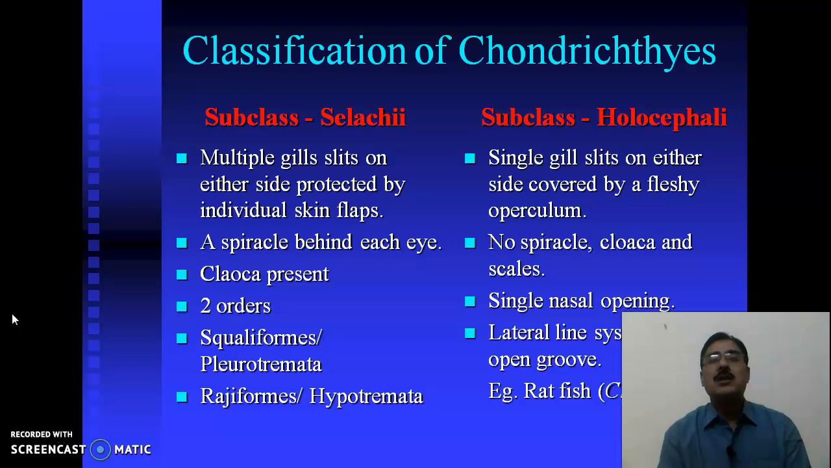If you can see, in the case of Holocephali, in which rat fishes come, the chimera is the common example. There is a single gill slit on either side covered by a fleshy operculum, whereas in the case of Selachii, the operculum is absent. The spiracle is present in the case of Selachii, which is absent in the case of Holocephali. Then cloaca and spiracles are absent in Holocephali, they are present in Selachii. There is a single nasal opening in Holocephali.